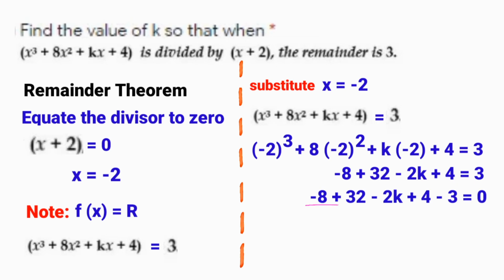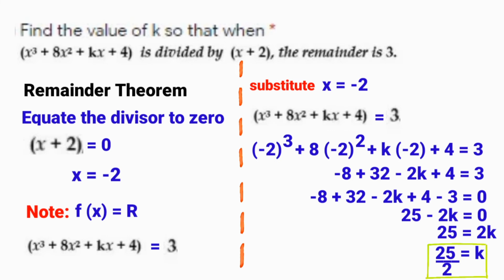Adding the common terms, negative 8 plus 32 plus 4 minus 3, we will get 25 minus 2k is equal to 0. Transpose 2k to the right side, we will get 25 is equal to 2k. Divide 2 both sides. The final answer will be 25 over 2 is equal to k. The value of k in the equation is 25 over 2.